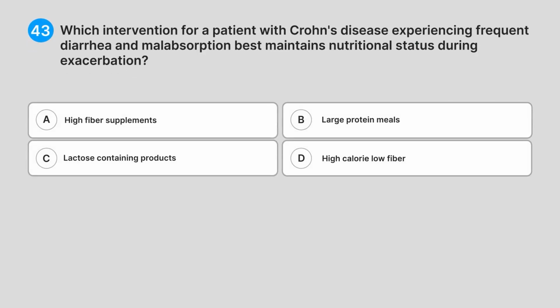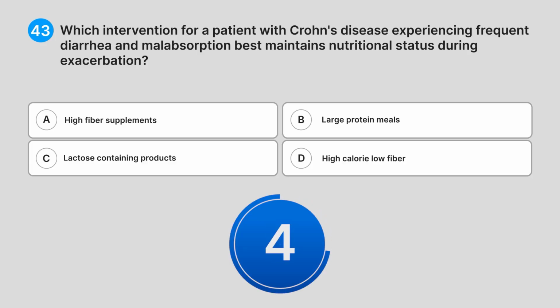43. Which intervention for a patient with Crohn's disease experiencing frequent diarrhea and malabsorption best maintains nutritional status during exacerbation? A. High fibre supplements. B. Large protein meals. C. Lactose-containing products. D. High calorie, low fibre. Can you guess the answer?